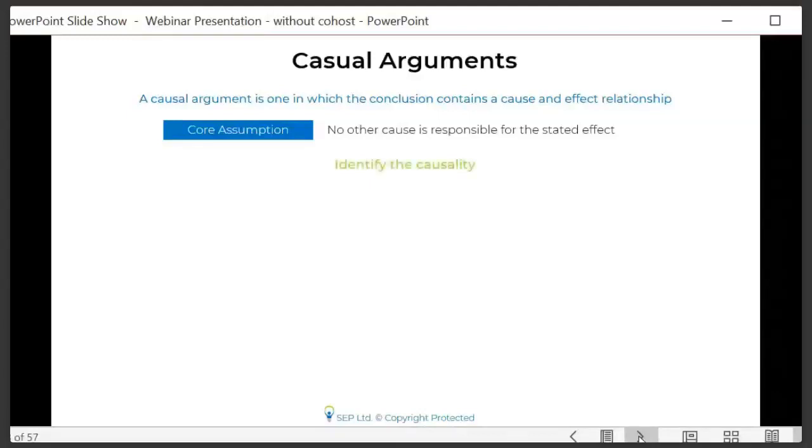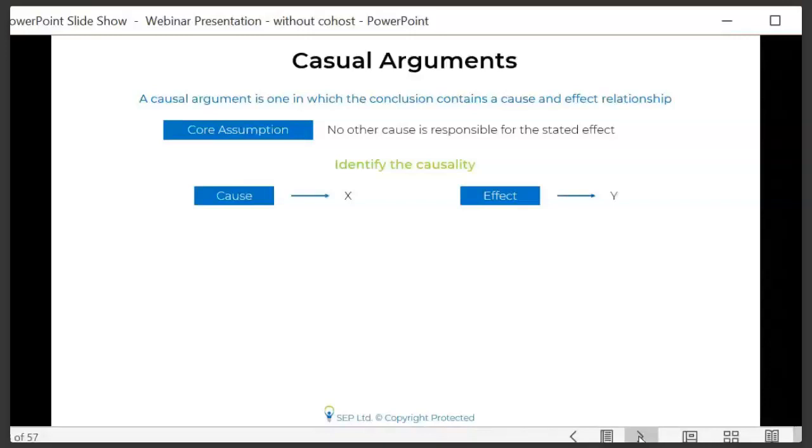And remember, you have to be very precise. Sometimes the conclusion can be a very lengthy sentence. So you have to be very precise as to which part of the conclusion is the cause and which part is the effect. You name them X and Y respectively for the sake of convenience. So your cause is, let's say, X, then the effect of that cause X is Y. So this is your causality.